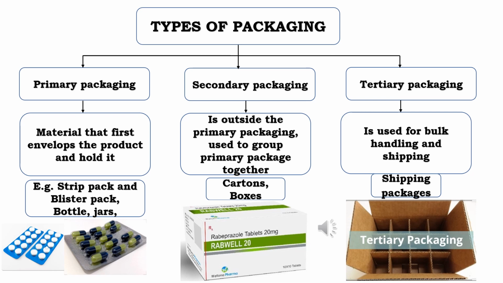Then tertiary packaging. Tertiary packaging is the outer packaging of secondary packaging, and it is used for handling the packed product in bulk and for shipping purposes. So the examples of tertiary packaging are corrugated shippers, pallets, shrink wraps, etc.